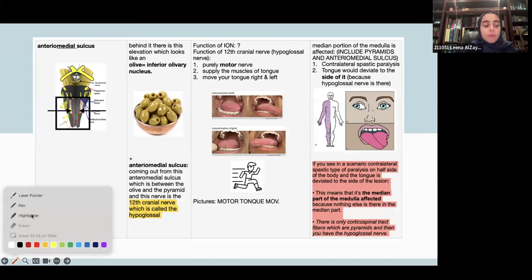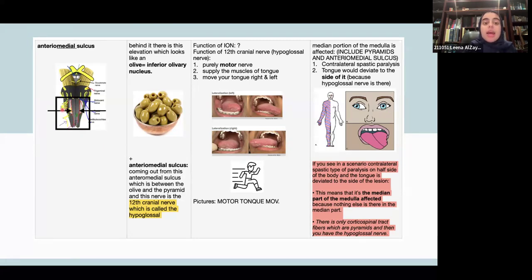Let me add a laser pointer. So we said this is the medial sulcus, and then we have the anterior medial sulcus, which is the color red over here. The anterior medial sulcus comes out, there's another protrusion that comes out of it. It's the inferior olivary nucleus, but that's not what's relevant to us. What's really relevant is that in the anterior medial sulcus, we have the 12th cranial nerve, which is called the hypoglossal nerve. What is the function of the 12th cranial nerve? It's purely motor and it supplies the muscle of the tongue.